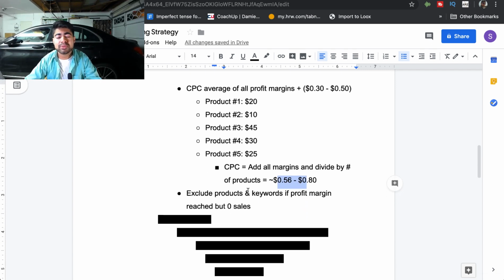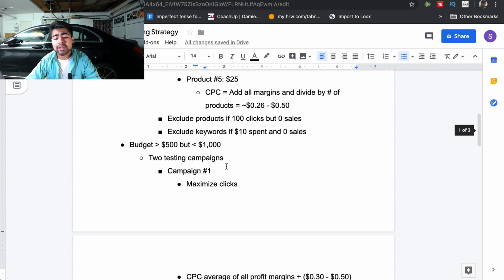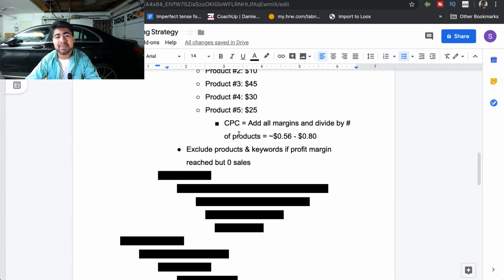But in this case, when it comes to excluding the products and the keywords, you want to exclude the products and keywords if the profit margin of that product is reached but you have 0 sales. Meaning, let's say for example, product number 1 spent $21, product number 2 spent $5, 3 spent 40, 4 spent 10, and 5 spent 0. In this case, we would exclude product number 1 because it spent $21 but got us 0 sales and our profit margin is 20. So for people in this segment, we don't really look at the clicks, we look at the amount spent. And this is the better option of testing our products because we want to give Google a little bit more time to optimize. Remember, with Google, it's all a patience-based game.